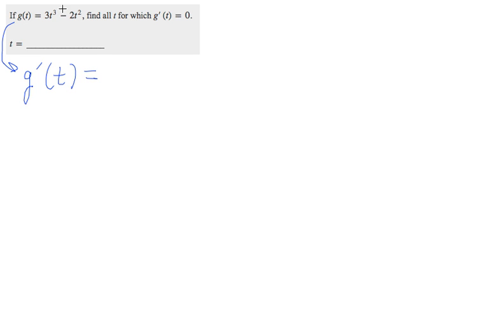When we bring down this 3, we're going to have 3 times 3, or 9 t squared. And the same thing here, when we bring down the 2, we'll have 2 times 2, or 4, times t to the first. 2 minus 1 is 1. Now we want to find, where does the derivative equal 0? Right, so we're going to actually set this derivative equal to 0 and then find the values of t which make that true.